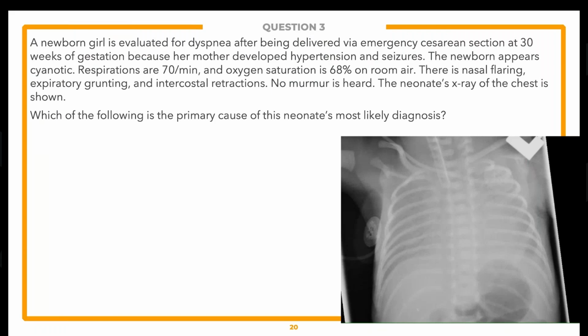So again, which of the following is the primary cause of this neonate's most likely diagnosis? This is a good one for you to form a hypothesis in your head, so that you have your own idea of what this answer might be before we even show those answer choices. So think about that as I turn it over to Abraham.